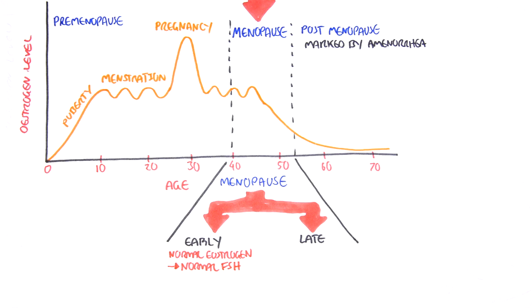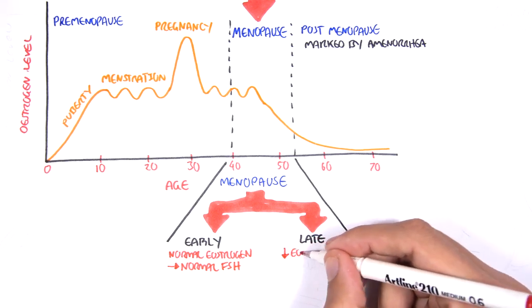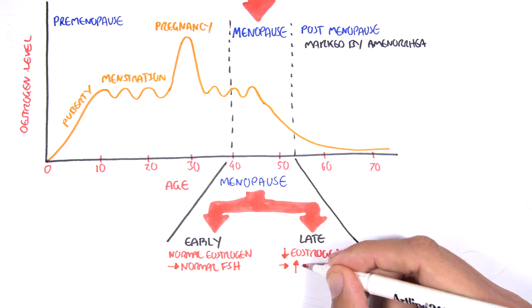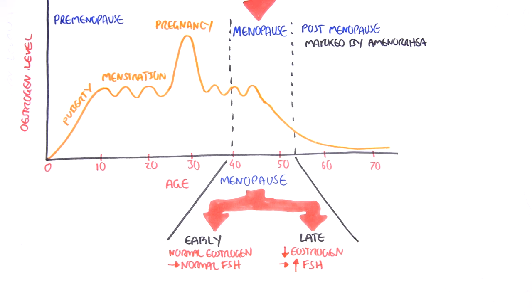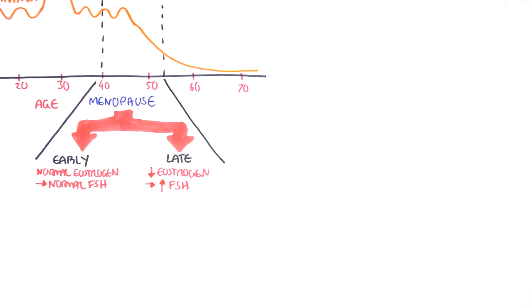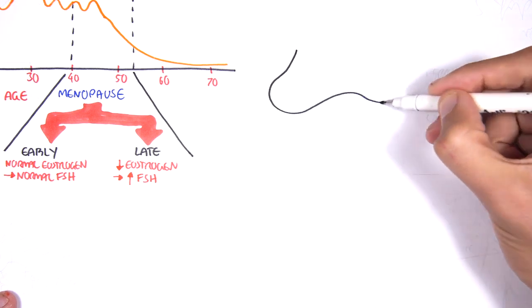However, in late menopause, you have a decrease in estrogen levels. And because you have a decrease in estrogen, you have an increase in FSH. And that is because FSH wants to try to stimulate more estrogen production. Unfortunately, estrogen cannot be produced despite the increase in FSH. So I hope that was not too confusing. Let us look at these hormones in a bit more detail and how they are related.